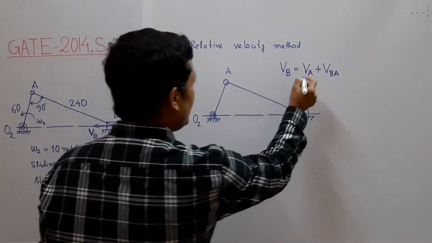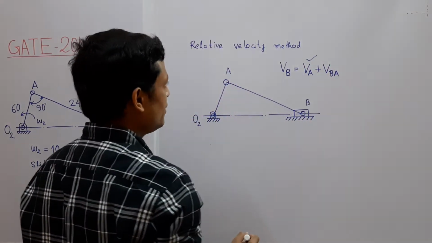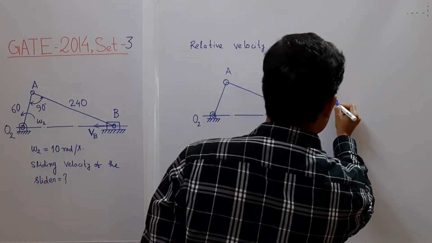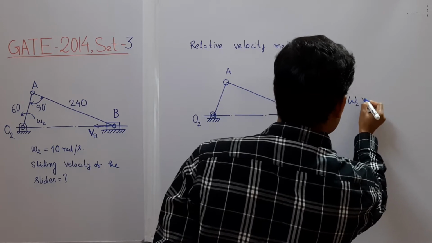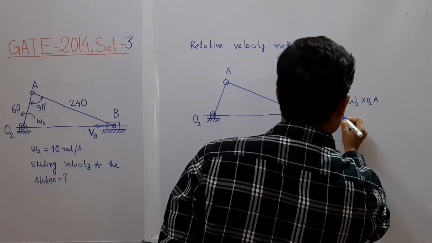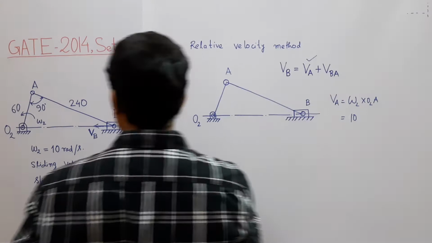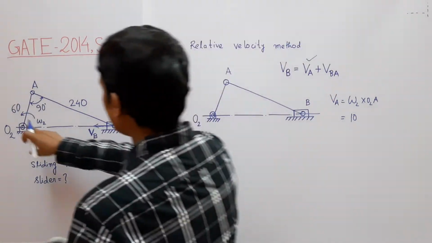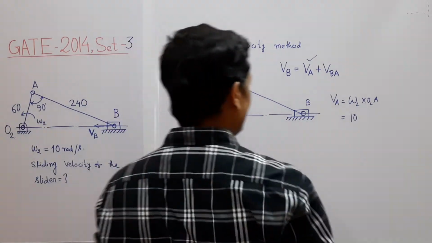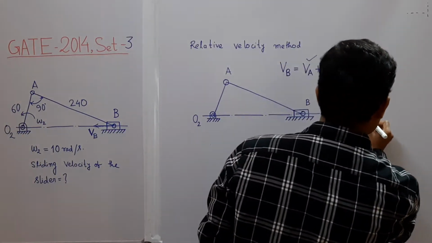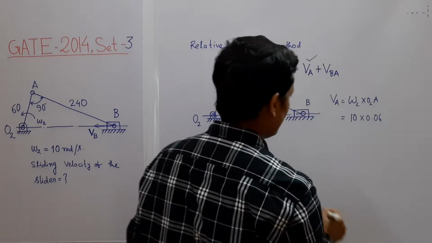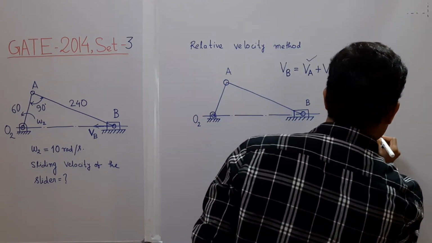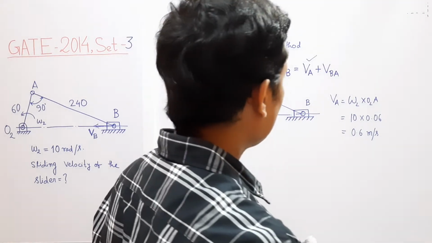So we can determine VA. What is VA? VA is omega 2 into O2A. Omega 2 is 10 radian per second, it is given, and O2A is 60 millimeter, so 60 millimeter means 0.06 meter. So that is 0.6 meter per second. So VA we have determined.